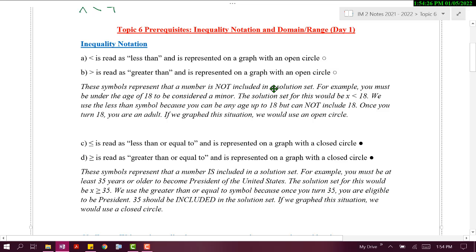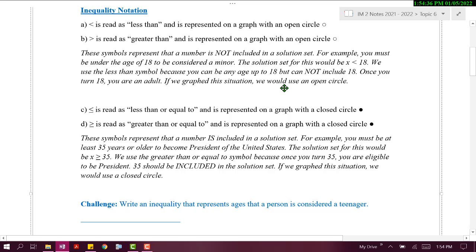Now we have less than or equal to. The only difference here is that we color in our circles when we're graphing. These symbols represent that a number is included in a solution set. For example, you must be at least 35 years or older to become the president. So the solution set for that would be x is greater than or equal to 35. 35 is the smallest, so everything's greater. We would use a closed circle because 35 is included, because that's when things start.